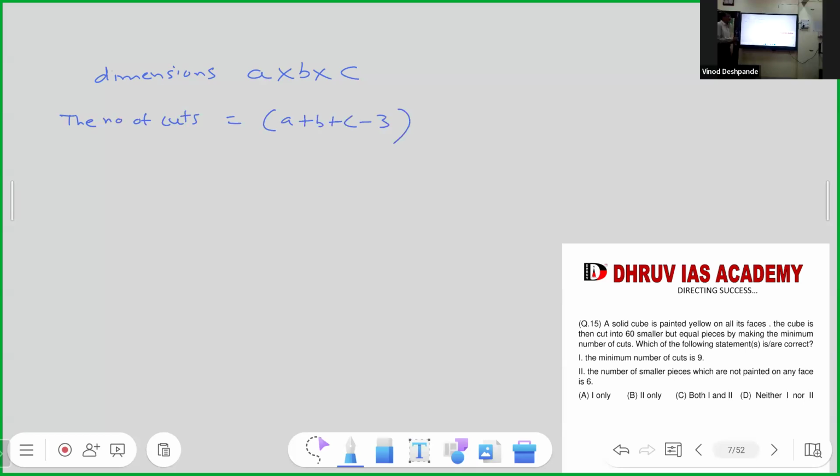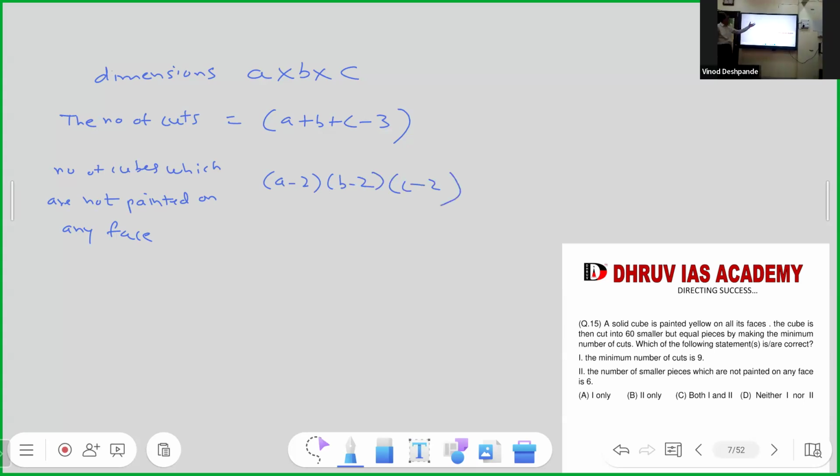Okay. Then you are painting the cube on all the sides, and when you cut it, there will be some cubes which will not have any face color. So you also have to find out the number of smaller pieces which are not painted on any face. This number will be given by (A minus 2) into (B minus 2) into (C minus 2). So this is the basic thing.